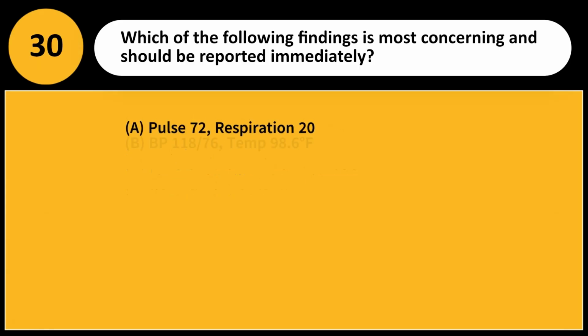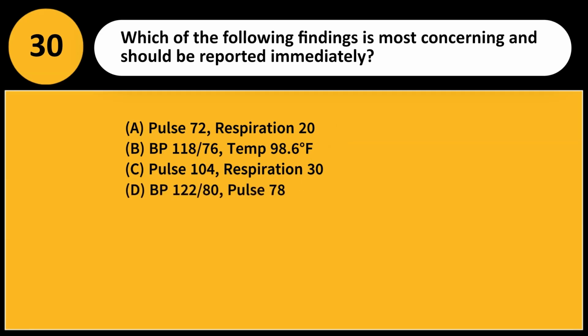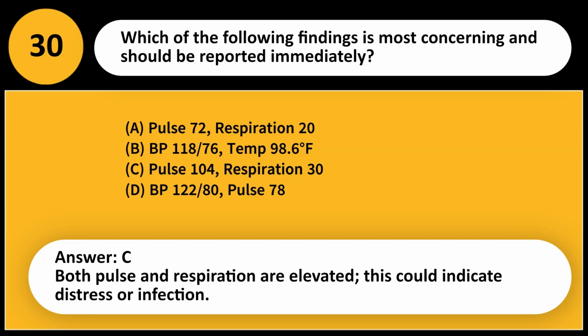Which of the following findings is most concerning and should be reported immediately? A. Pulse 72, respiration 20. B. BP 118/76, temp 98.6 degrees Fahrenheit. C. Pulse 104, respiration 30. D. BP 122/80, pulse 78. Answer C. Both pulse and respiration are elevated. This could indicate distress or infection.